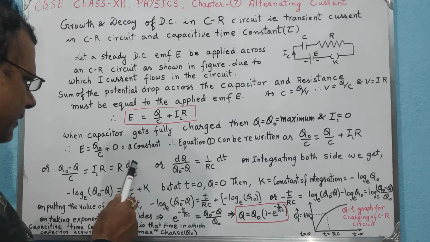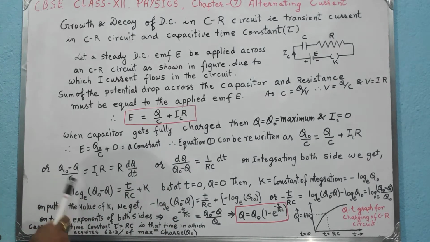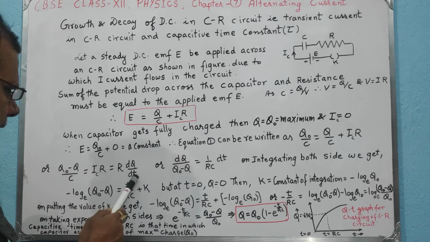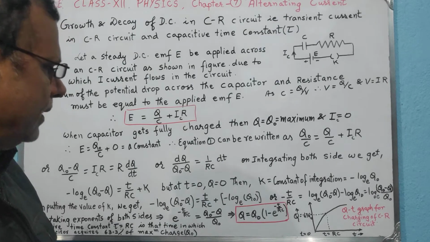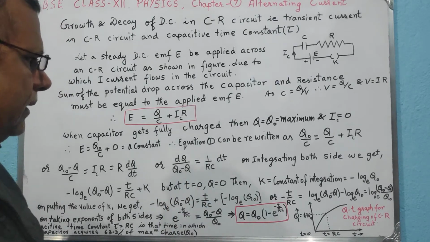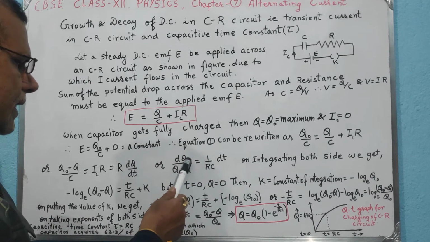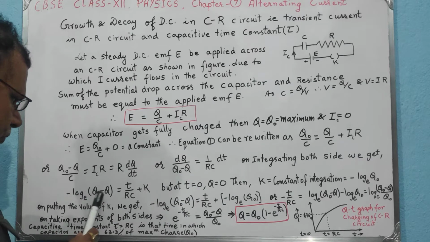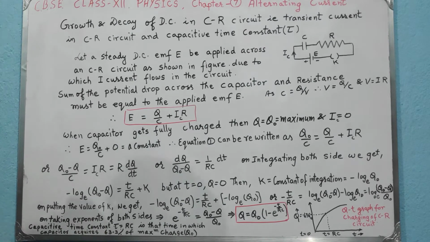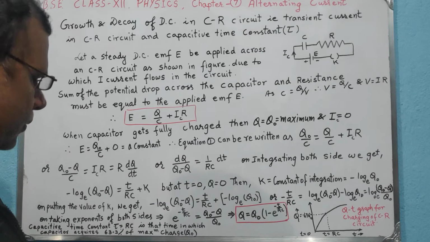Now if we keep dQ over there and carry Q0 minus Q on the right hand side along with dt on the left hand side, we get dQ by (Q0 minus Q) equal to 1 by RC dt. On integrating both sides, we get minus log of Q0 minus Q to the base e equal to t by RC plus a constant, which is known as the integration constant.